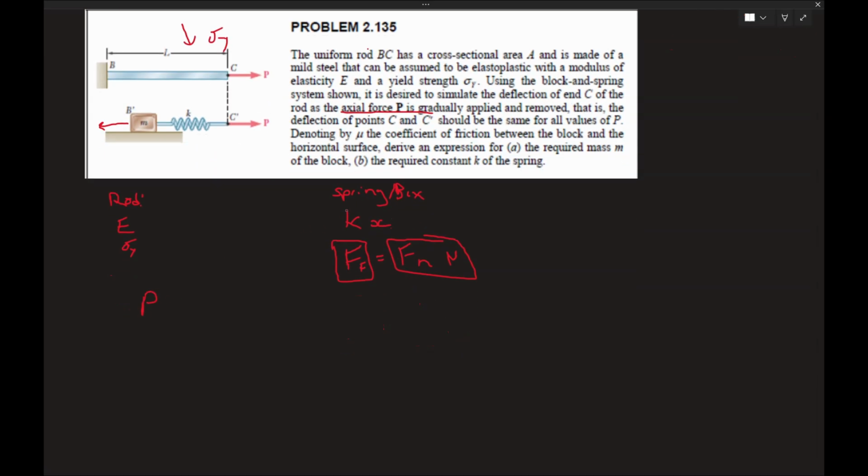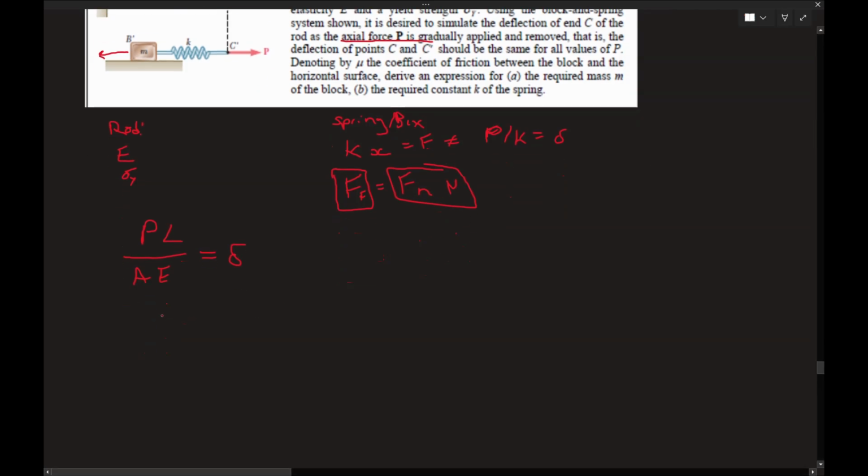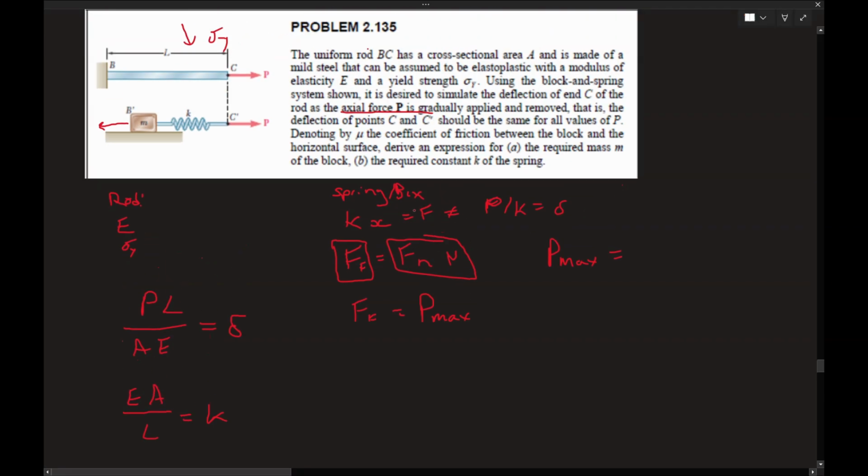So P equals the force. So if this is equal, it means force divided by K is equal to displacement. Look at that. So PL over AE equals that. This is also P, let's just call this P instead of force. So EA over L is equal to K. And for this, the force of friction is equal to P max.